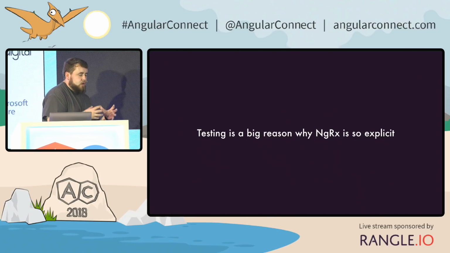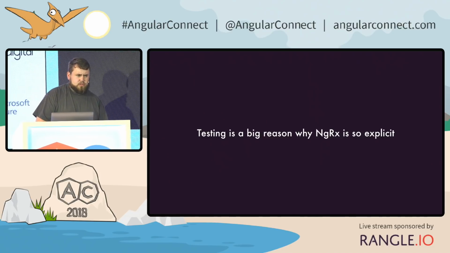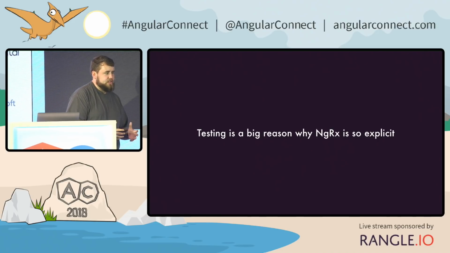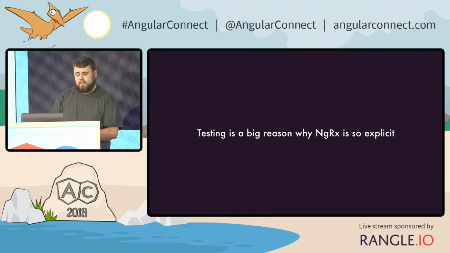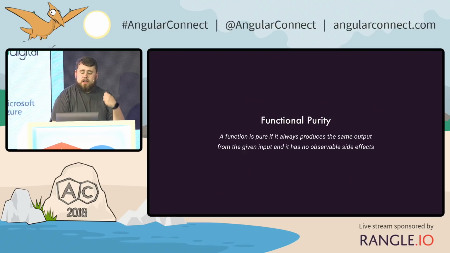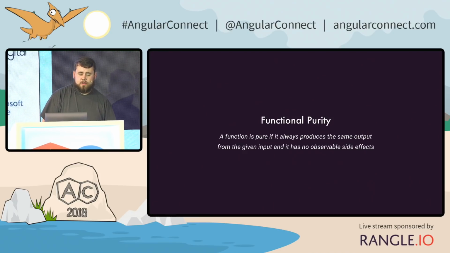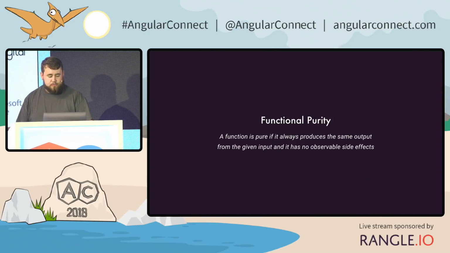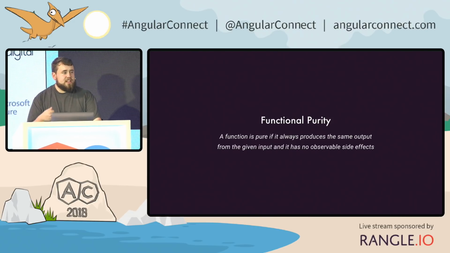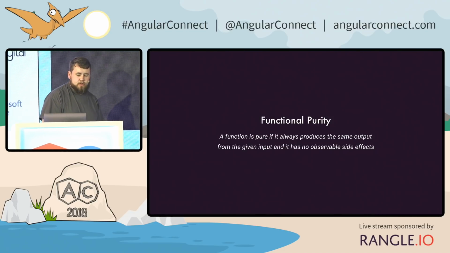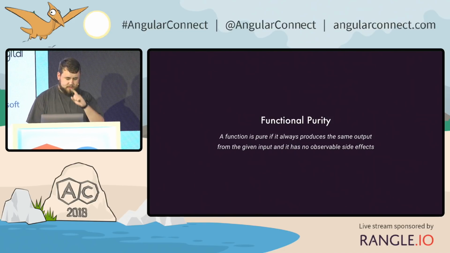By decoupling our responsibilities into well-defined modules, adhering to the single responsibility principle, we can build common testing strategies that are targeted to those specific modules of code. And one of the principles that we're going to apply is functional purity. NgRx emphasizes this notion of functional purity, which is that a function can be called pure if it always produces the same output for a given input and has no observable side effects.